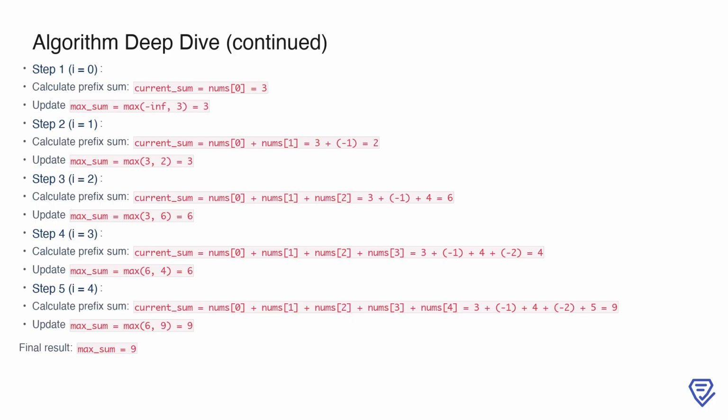Finally, at i equals 4, the prefix sum reaches nums[0] plus nums[1] plus nums[2] plus nums[3] plus nums[4], equals 3 plus -1 plus 4 plus -2 plus 5, which equals 9. We update max_sum to 9, which is the final result.